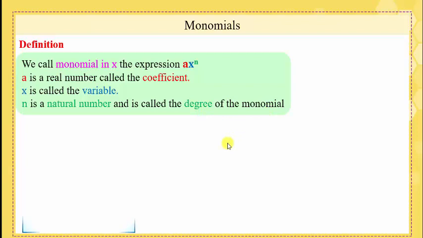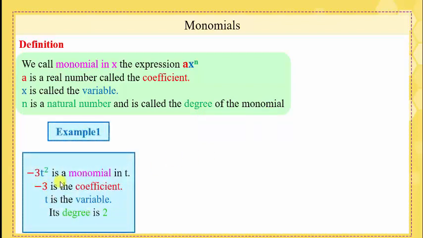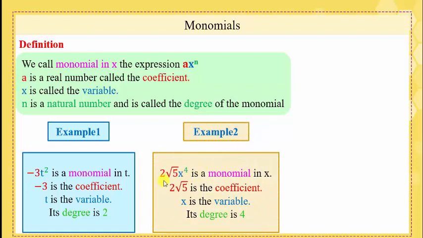Example 1. Minus 3t squared is a monomial in t since it is of the form ax exponent n. Minus 3 is the coefficient. t is the variable. Its degree is 2, which is a natural number. Example 2. 2 radical 5 x exponent 4 is a monomial in x since it is of the form ax exponent n. 2 radical 5 is the coefficient. x is the variable. Its degree is 4.